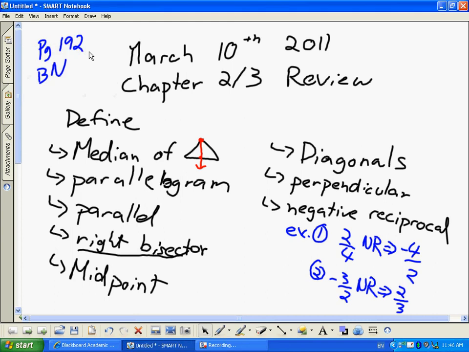March 10th, 2011. We're doing part 2 of chapter 2 and 3 review. Make these notes on page 92 in your blue notebook. You guys need to have this vocabulary. You need to know these words for your test tomorrow.